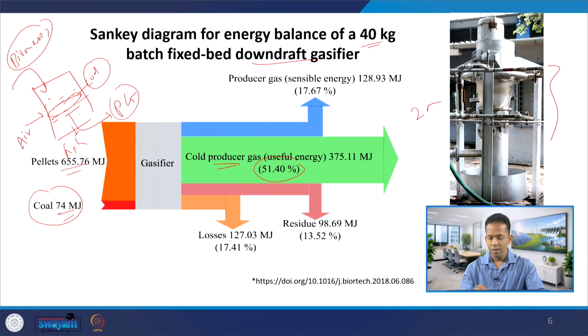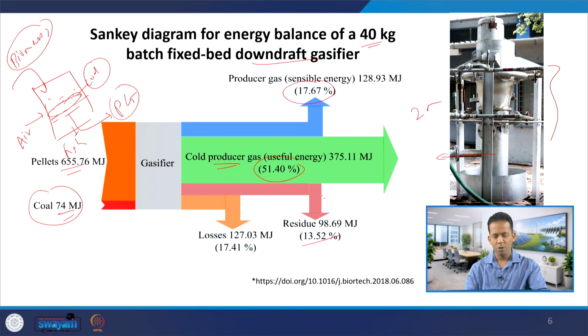And since the gas which is coming out of the gasifier will be very hot, it will have some sensible heat also. So that accounts for almost 17%. So the energy efficiency of the gasifier, if you talk about thermal energy efficiency, is 51 plus 17, so almost 68-69%. And if we are talking about cold gas efficiency, it is 51%. So the Sankey diagram also helps you to calculate the efficiency of the process.